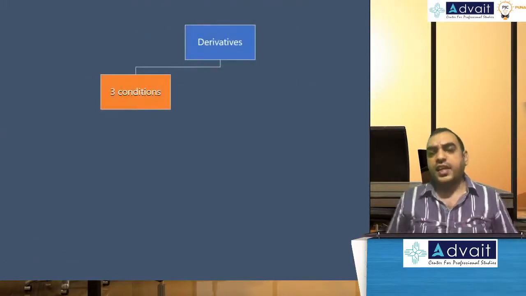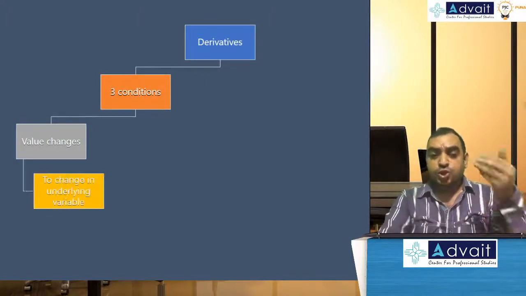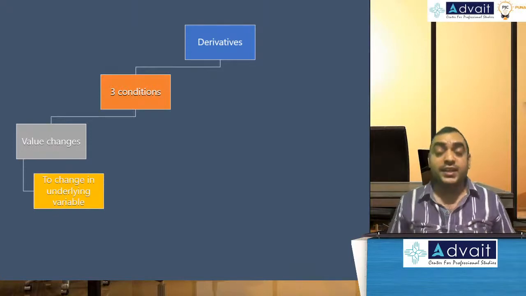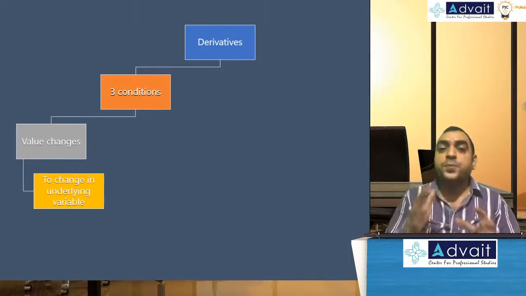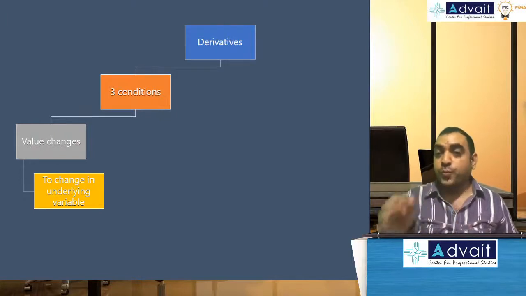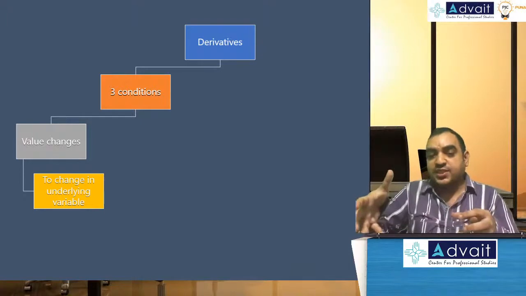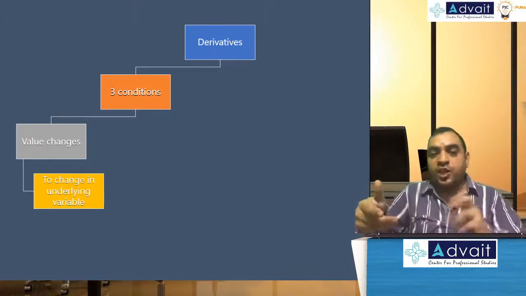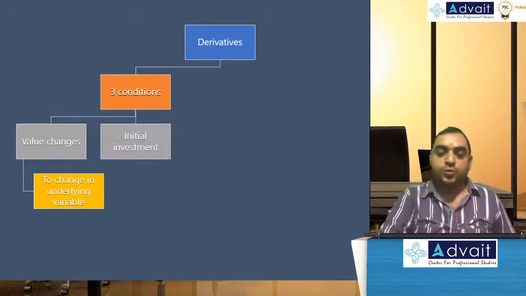Derivative element, derivative, three conditions to be satisfied. First condition, the value should change with respect to the underlying asset. For example, option contracts, option to buy shares, the option value will change according to the shares change. When the shares change, option value will change. That is a derivative. Value will change with respect to the underlying instrument.